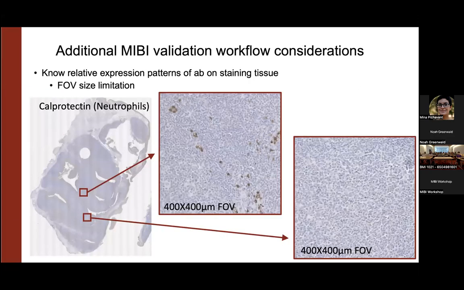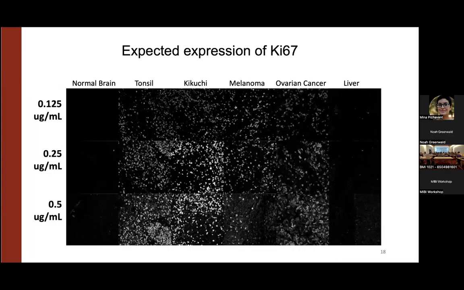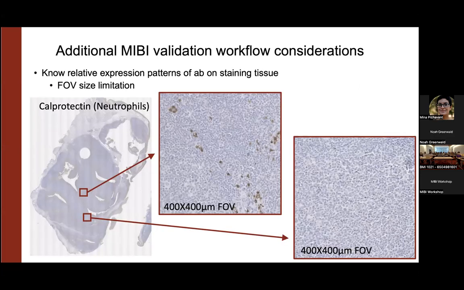All right. So the final consideration to take into account when validating MIBI is the size of the FOV. With IHC, you're able to scan the whole image and just visually see where the marker is. But in this example, this is a tonsil with calprotectin looking at neutrophils, and you can see if you select an FOV that is in the area where there's no signal, you will not be able to see it. And that's, sorry, we're going back to the FOV size of the MIBI.